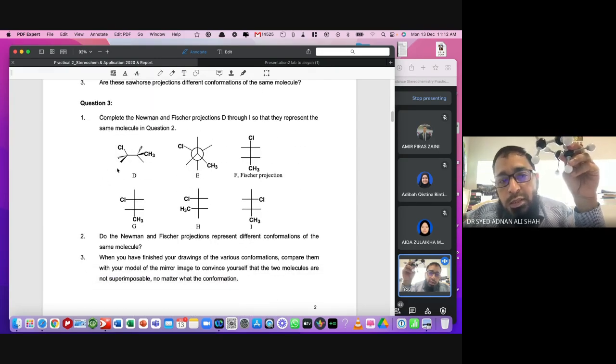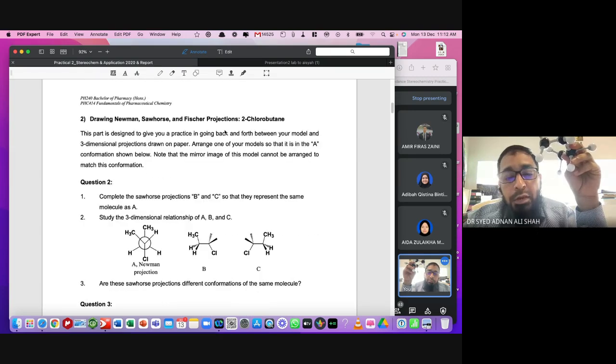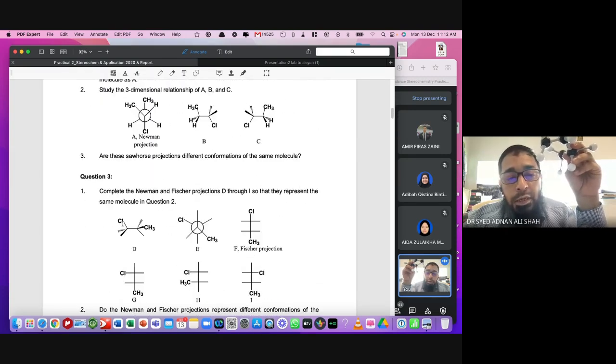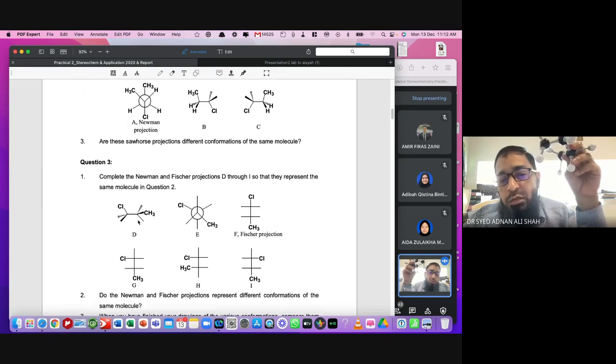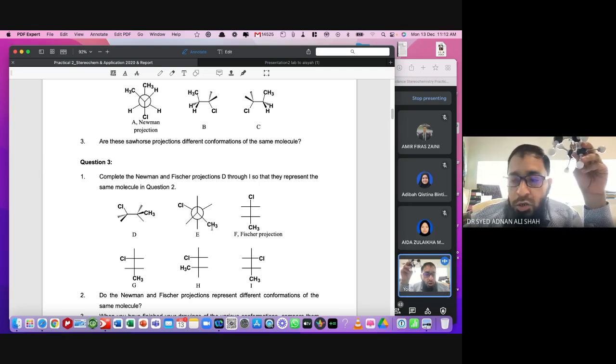Like this one is the complete Newman projection of D. For example, we have seen this Newman projection. So these are different conformations of the same molecule. Fischer projection is the simple line one. You can just say straightforward, you have this line, and then hydrogen and hydrogen, CH2, hydrogen and hydrogen, and CH3. These are the Fischer projection of this molecule. So they are the same molecule having different conformation.